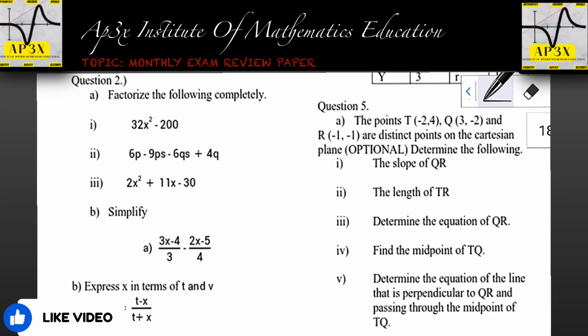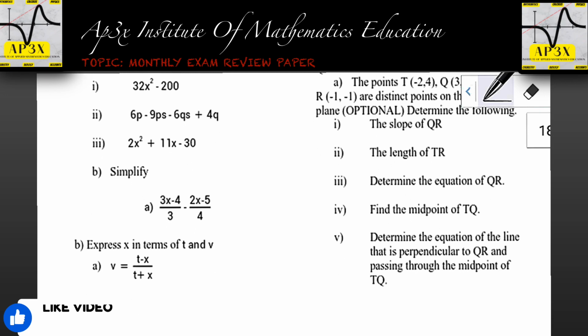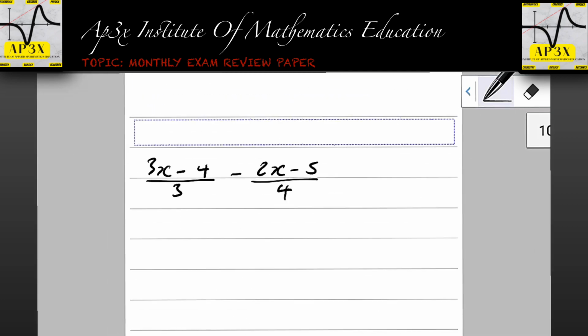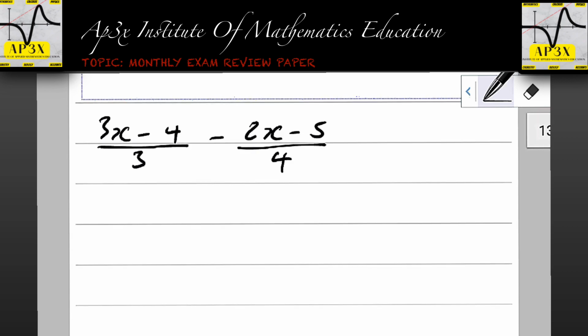We're going to be simplifying this particular algebraic fraction, as well as rearranging this particular equation here. So therefore what we're looking at is, say here, 3x minus 4 over 3 take away 2x minus 5 over 4. This is a very simple question, but I did find in my analysis whilst marking the papers that many students are still finding this topic a challenge.